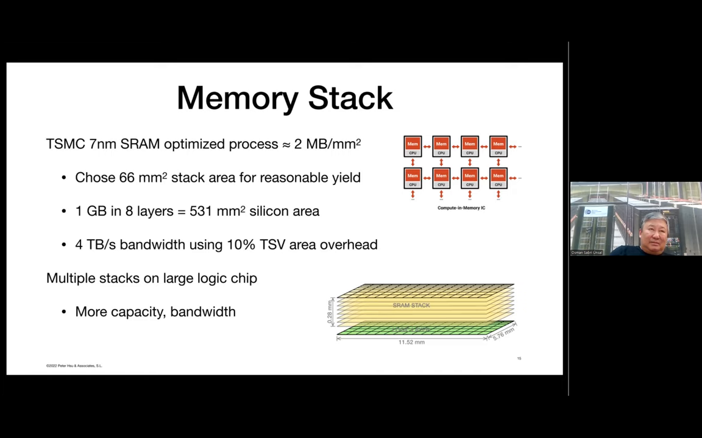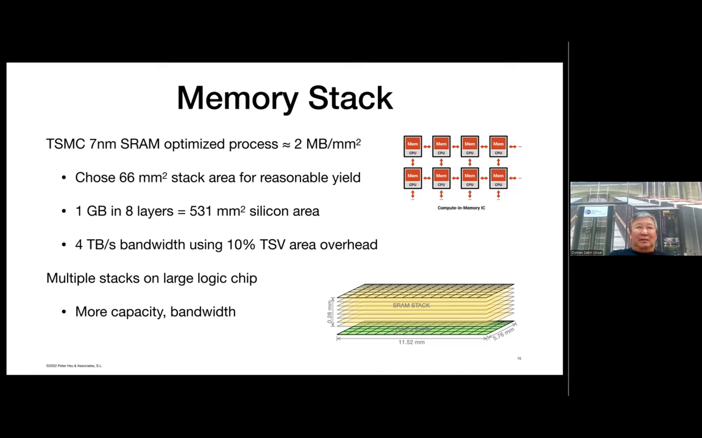So we also choose 66 because it gives us an even number of megabytes. For each die, it gives us 128 megabytes. And so 8 layers together gives us 1 gigabyte. And it has an equivalent silicon area of 531 square millimeters. And we're going to show that we're going to get 4 terabytes per second of bandwidth using 10% through-silicon via area.